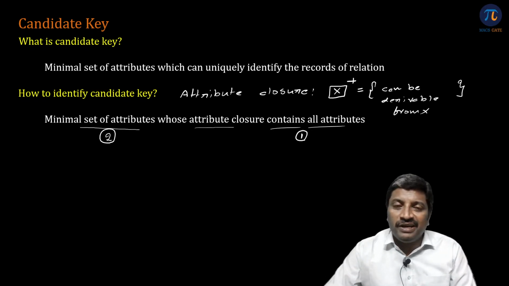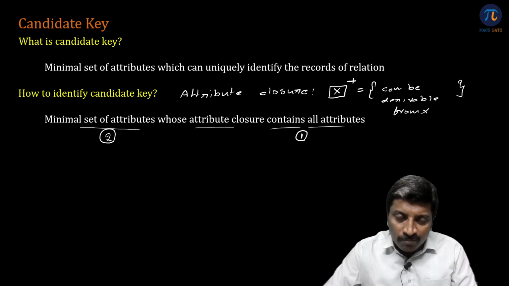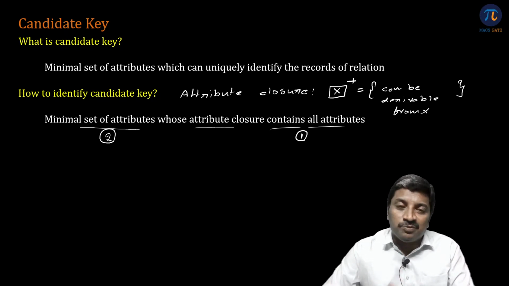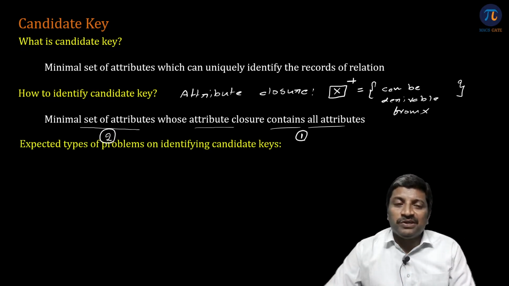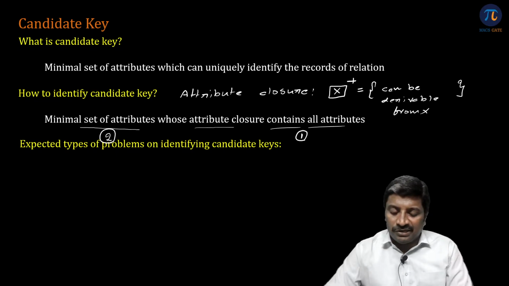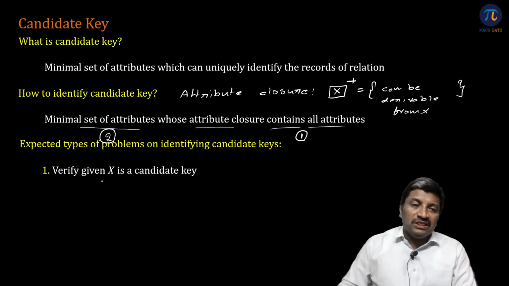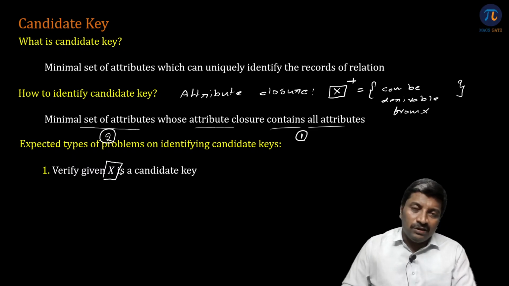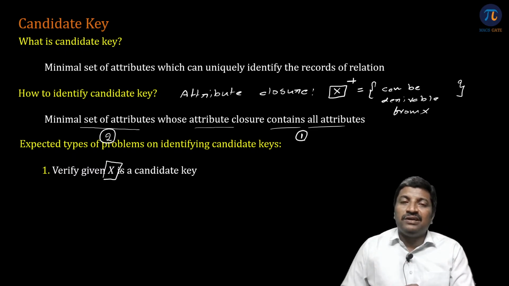So this is about finding a candidate key. We will see some examples, sir. But before going to that, what are the expected types of problems in our GATE exam? The expected types of problems in candidate keys: the first one, they will give one particular set of attributes. Then we just need to verify whether it is a candidate key or not, which is very easy. We just need to identify whether it is minimal and whether its closure contains all attributes or not. Only two things.